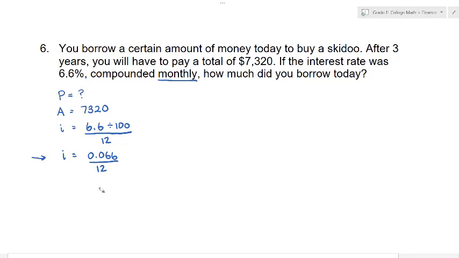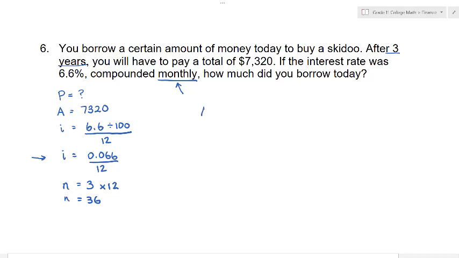All right, and then it says, after 3 years, you have to pay that total of $73.20. So after 3 years, your N value is not the number of years, it's the number of compounding periods, and it's compounded monthly. So in this case, N would be the number of months. So it says after 3 years, but we want to know that value in months. So how many months are in 3 years? We would just do 3 years times 12 months per year, and that gives us 36. So our N value is 36.